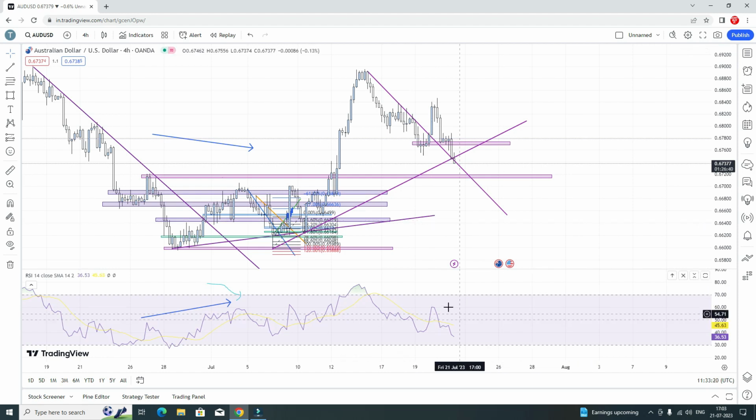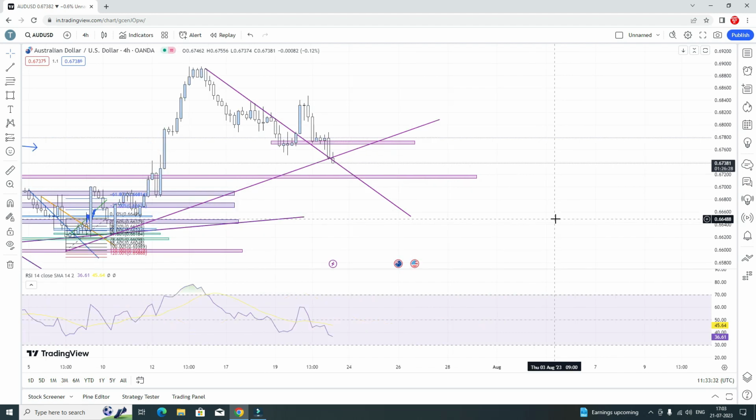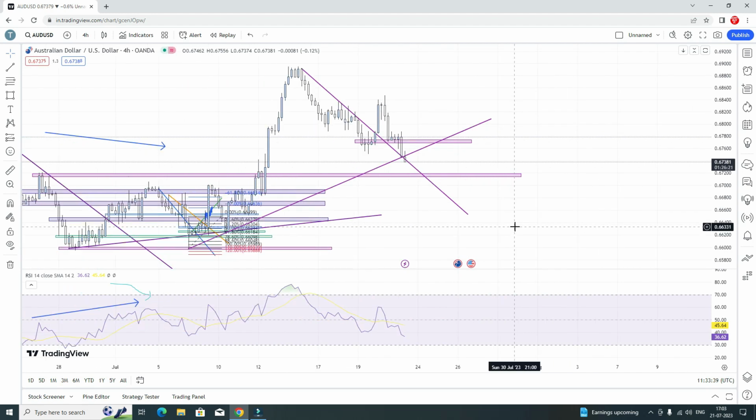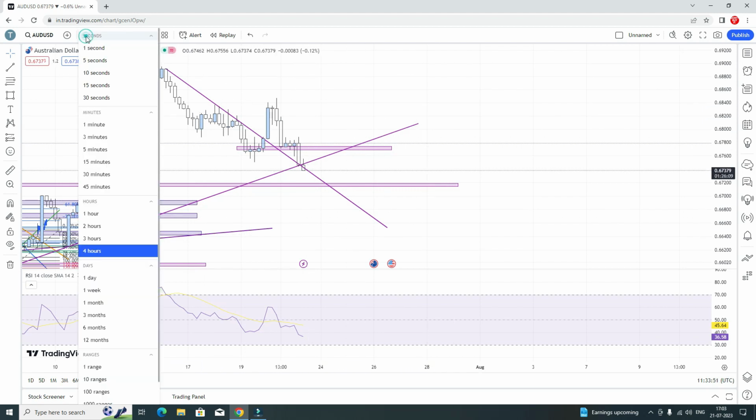In terms of the RSI, there is no divergence as such right now, so whatever the trend is, it's going to continue in that trend. Is there any other level that I would want to mark over here? This is also a relevant level, but it is pretty far away from the price right now, so we will let it be. Let's get down to 1 hour.